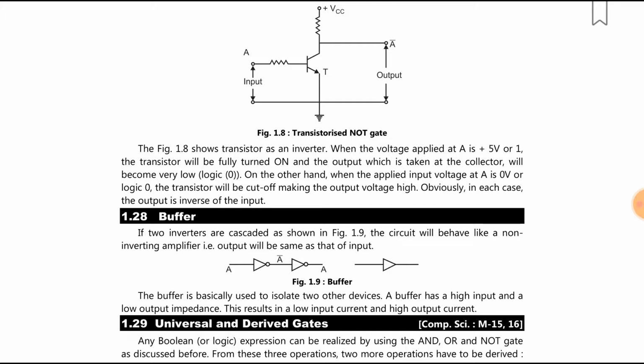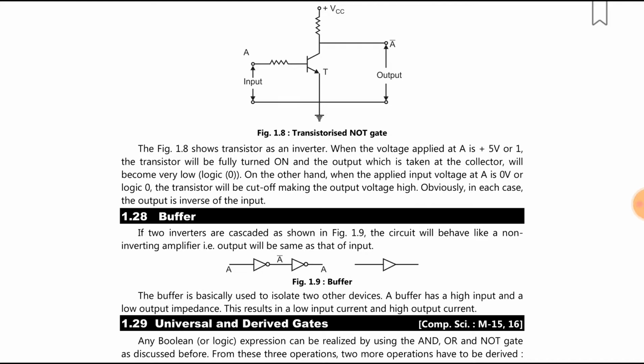Now what is a buffer? When two inverters are cascaded, the circuit will behave like a non-inverting amplifier. That is, the output will be the same as that of the input. So it is also called a buffer or buffer circuit. The buffer is basically used to isolate two other devices. A buffer has a high input and low output impedance. This results in low input current and high output current.